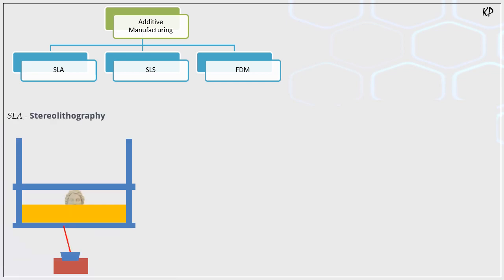SLA stands for stereolithography. How it is performed: a laser is given, and this yellow part is a photosensitive resin, the material from which you want to create the part. Above that, a floating platform is given which holds your part, and once your layers are created, it will go up and up, so that it can produce your part. That is the process called SLA.